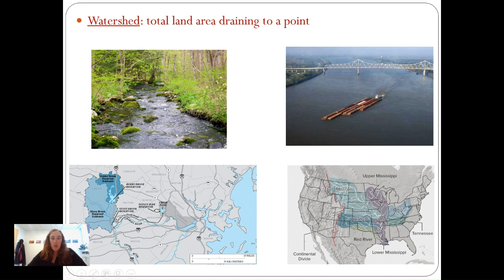The other relationship here is that the smaller the watershed is, the smaller a stream tends to be. So this stream would be about 10 feet wide or so. But if you have a bigger watershed, more land area that's draining, more water that it can carry. So you're going to get a very, very wide river in that case.